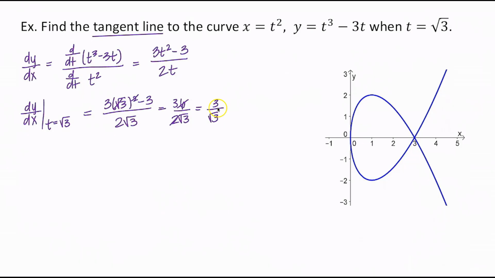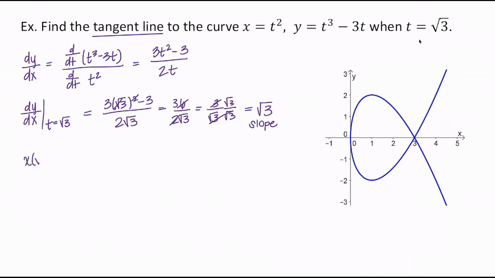And if I multiply the top and bottom by the square root of 3 to rationalize, rad 3 times rad 3 is 3. So 3, and then these 2 rad 3's cancel. So I just get a slope of rad 3. So this is the slope of the tangent line, but I also need a point on the line. So to find a point on the line, I'm going to substitute radical 3 into x and y. So I need the point that corresponds to t being radical 3.